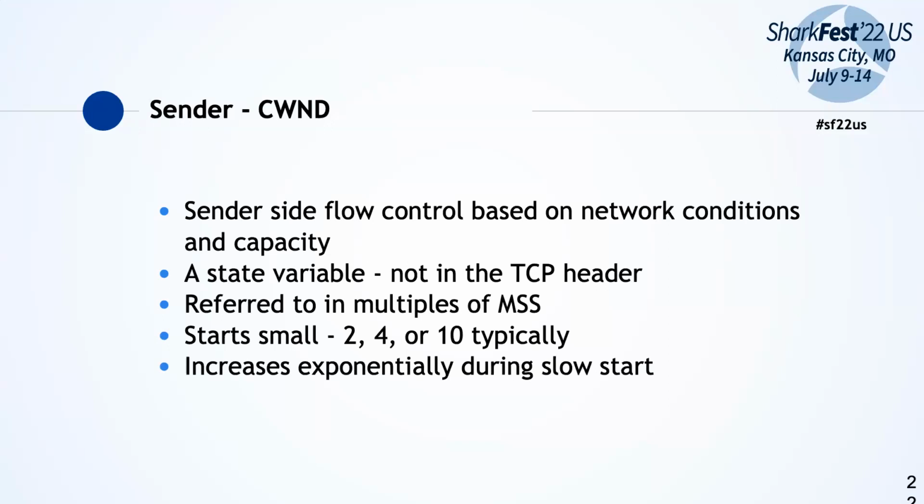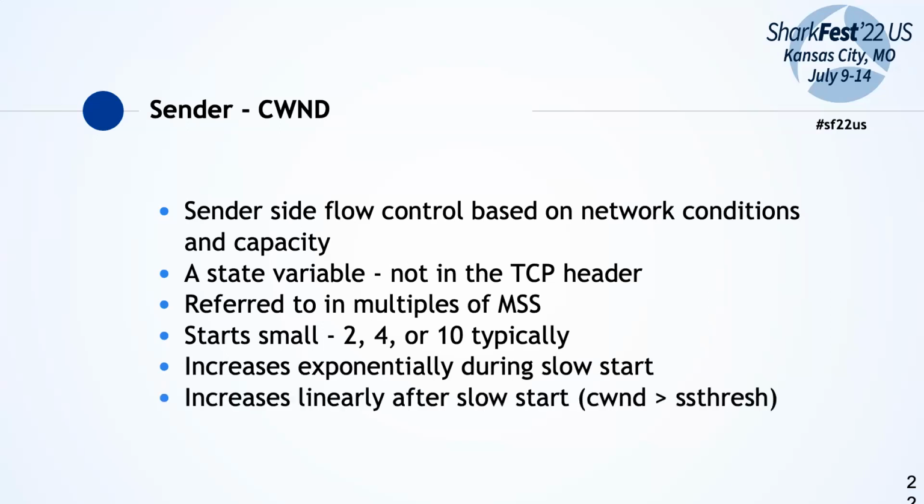And now the behavior of how it grows and how it changes is controlled by the congestion control algorithm. There are lots of them out there. You've probably heard of some of them, Cubic, New Reno, et cetera. They all behave a little bit differently. I'm going to talk about a simplified version, but it increases exponentially during slow start. Then it goes linear after it hits a threshold, the slow start threshold, and it will continue to grow until maybe it fills the receive window or there's packet loss.